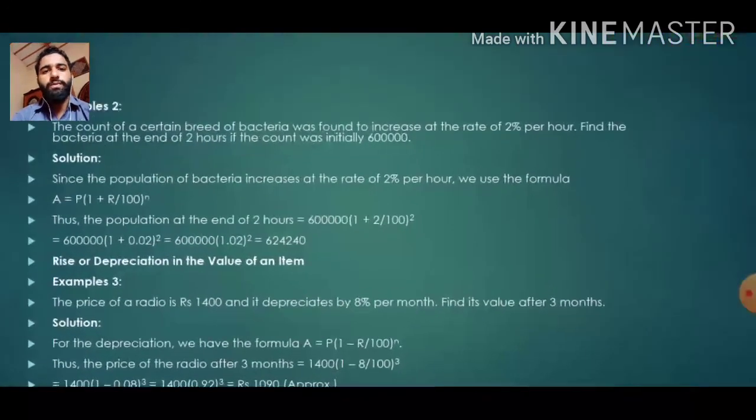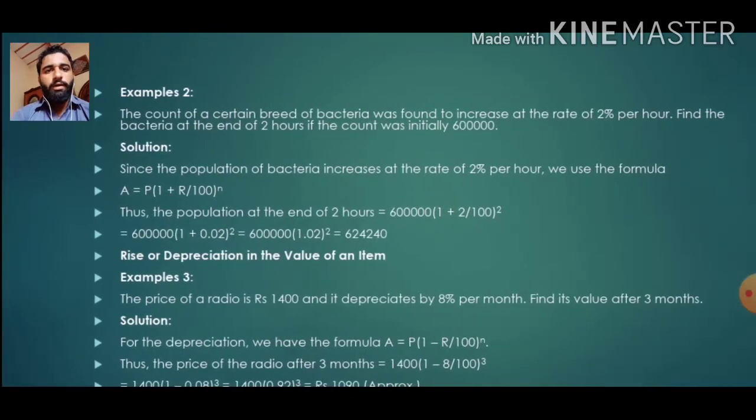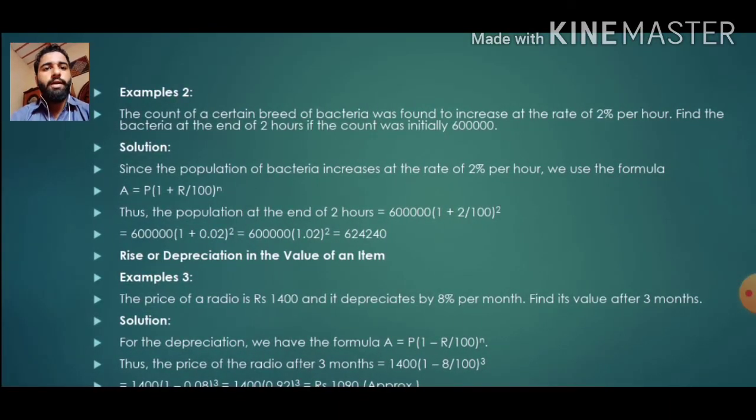The growth of bacteria, example number 2. The count of a certain bacteria was found to increase at the rate of 2% per hour. Find the bacteria count at the end of 2 hours if the count was initially 60,000. Solution. Since the population of the bacteria increases at the rate of 2% per hour, we use the formula A is equal to P(1 + R/100) to the power N.